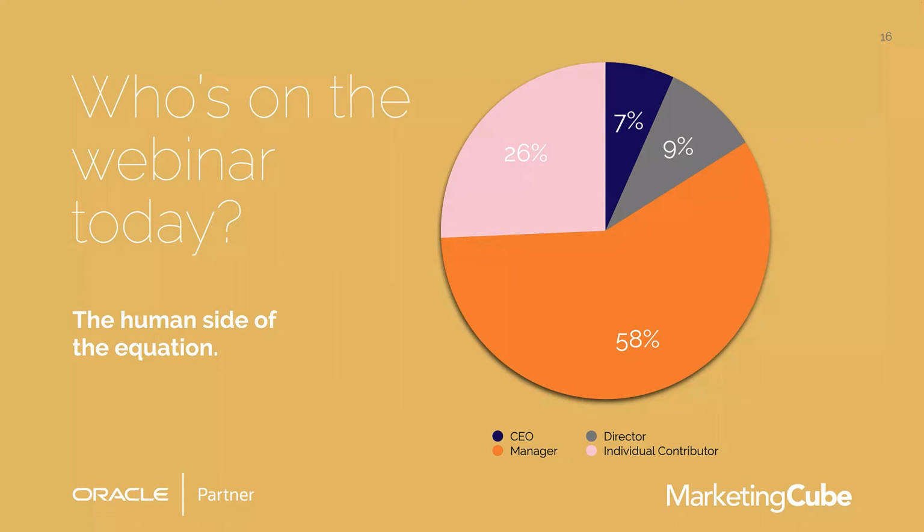So these are all marketing roles, so marketing managers, marketing directors, etc. The CEO category is actually a mix of a couple of CMOs and CEOs. And then of course the individual contributors as well. Just a bit of a breakdown for you, more of an FYI than anything else.